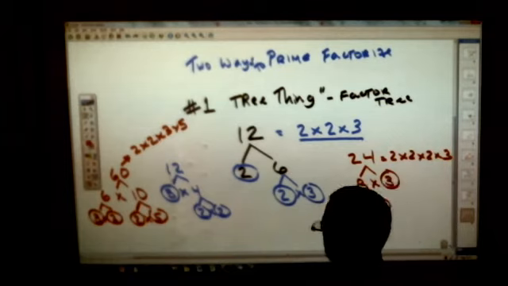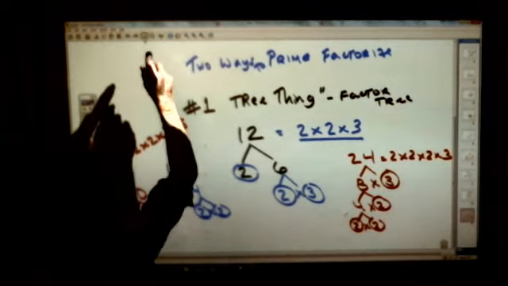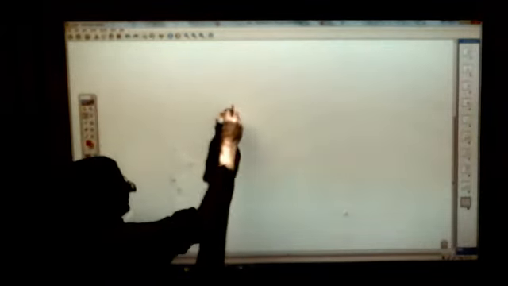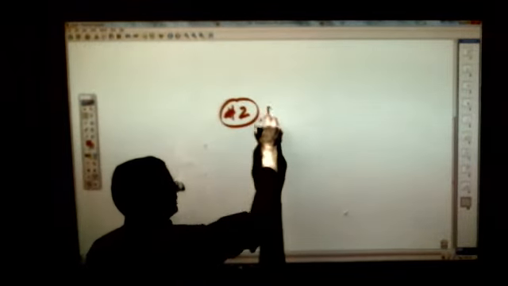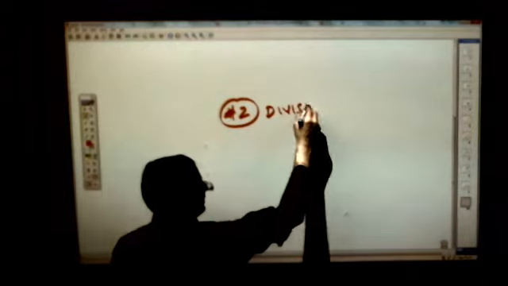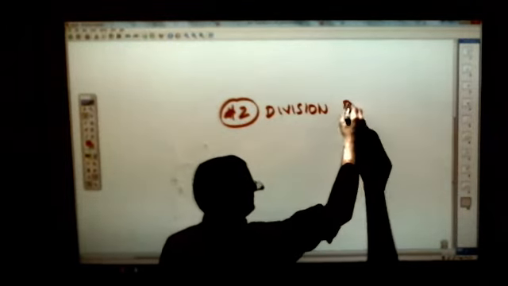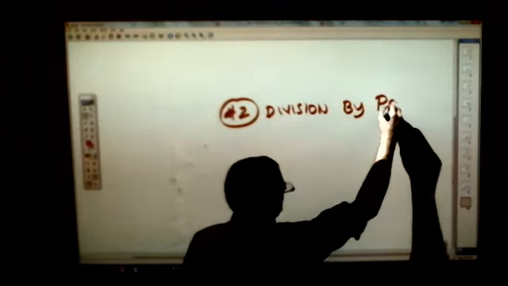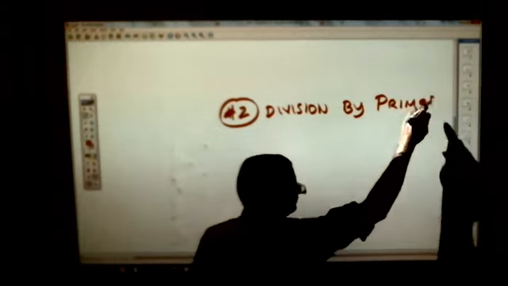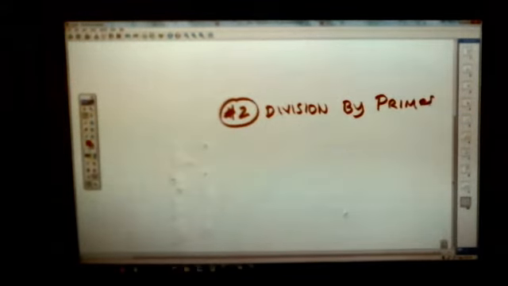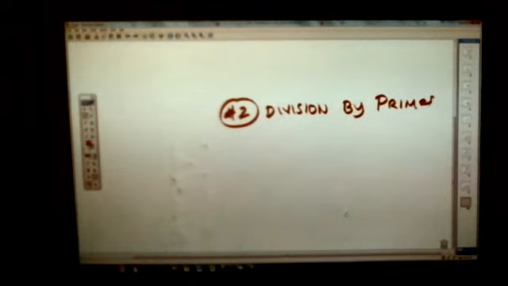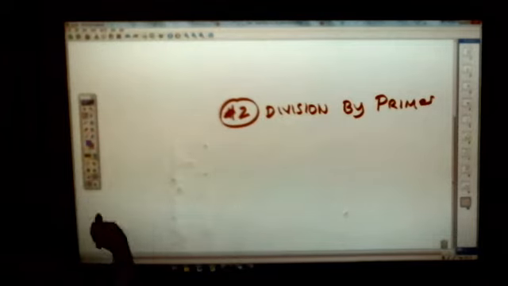All right. Way number 2, under the same notes here, is called division by primes. And maybe you'll like this better, maybe you won't, it doesn't really matter. Sometimes they'll tell you to do it by division by primes, and here's the example of that. It's just like it says.